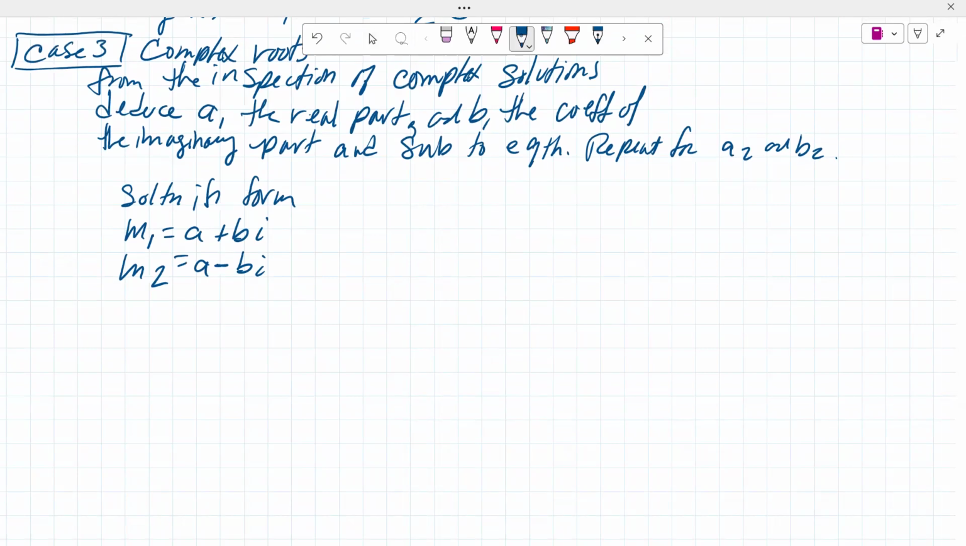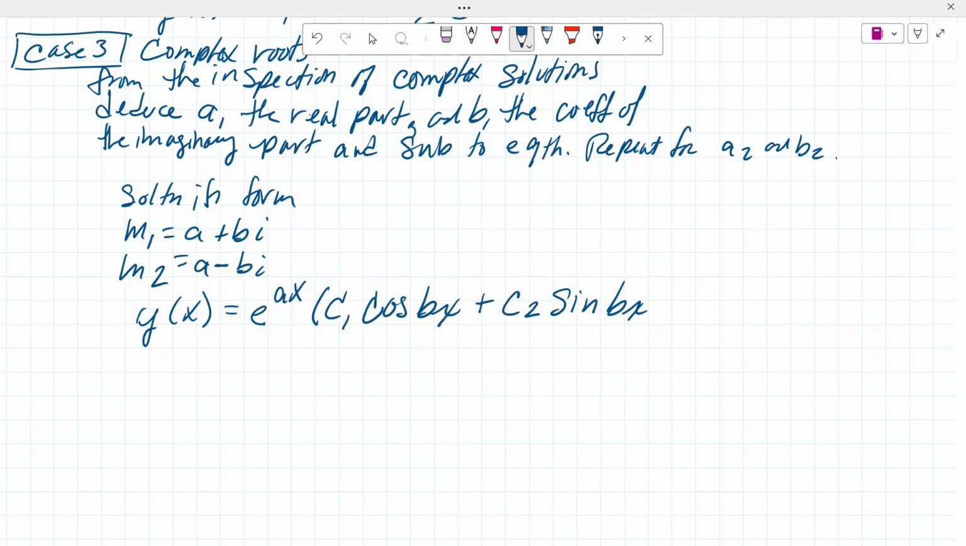And that you substitute into this form, y of x equals e to the ax times C1 cosine bx plus C2 sine bx. Oh, it's waves. Sine and cosine. Yes, it is. All right, so basically that's what gives you the answer. Those are your 3 cases, and at that point, you have the solution.